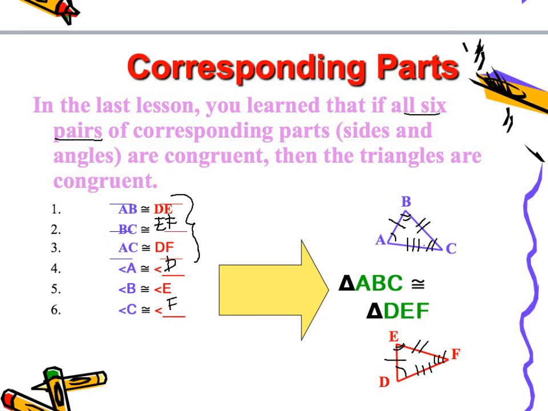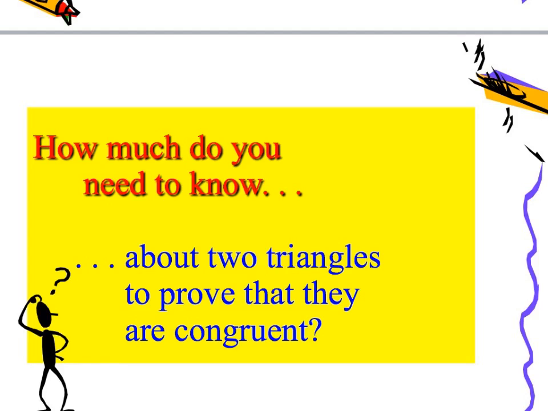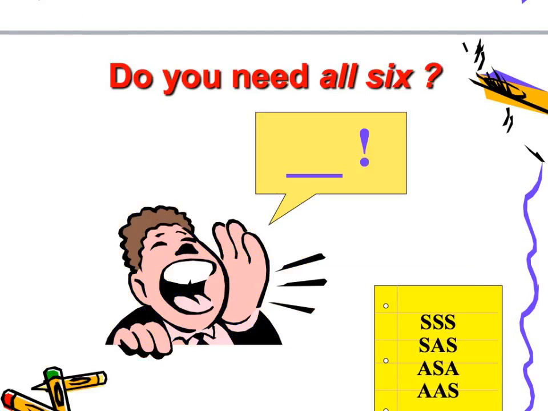Now I know we've probably said to ourselves, this is a fourth 6 times to mark kind of gets ridiculous. Well, guess what? How much do you really need to know about 2 triangles to show that they're congruent? Do you really need to mark all 6 parts? This is what we're going to learn about today. No, you do not need to mark all 6 parts.